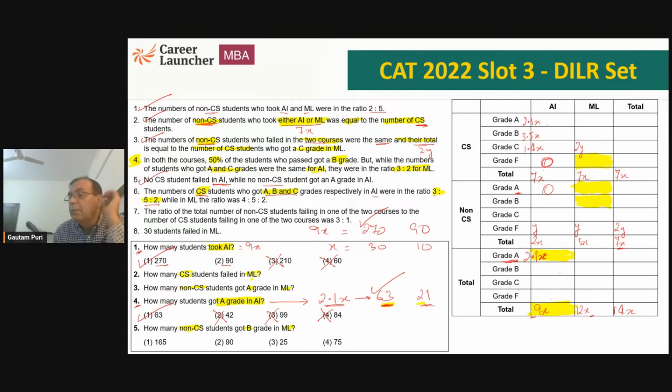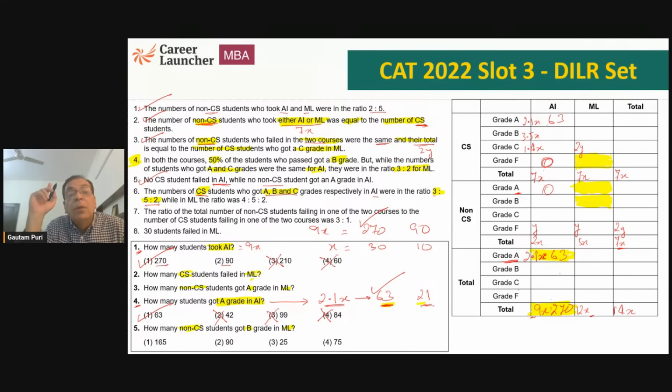I hope this is clear. Any doubts so far? That means this is 63. This is also 63 on the top, and 9x is equal to 270. So using question number 1 and 4, I have taken care of the questions which were pertaining to AI.